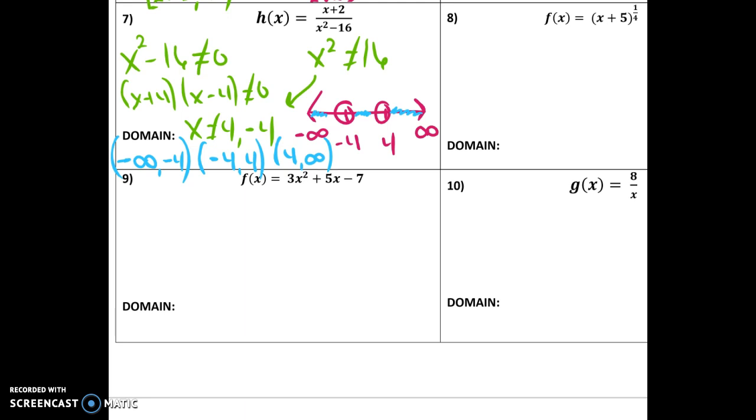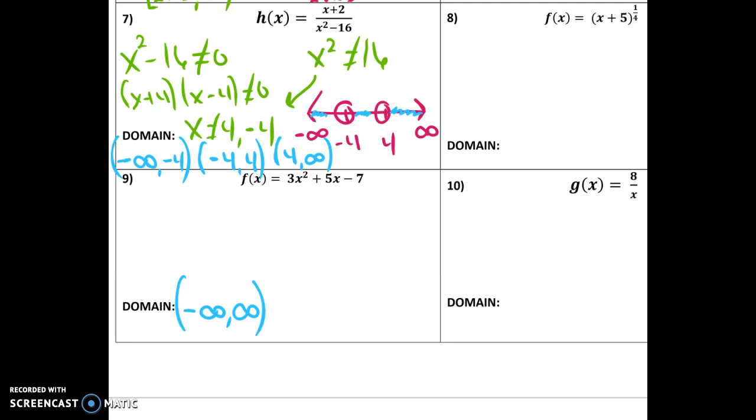So when I go to problem number 9, what I notice is I don't have x in a denominator. That's one situation I have to worry about. And I don't have x in an even radical. So if I were to make a t-chart for this, I can pick whatever I want. And so the way we write whatever we want to pick is we just do -infinity to infinity. There are no domain issues here.